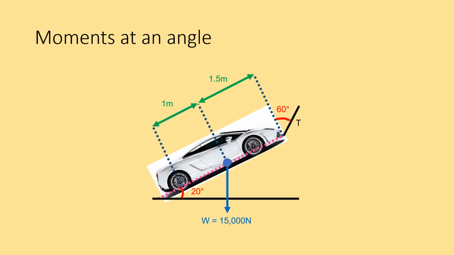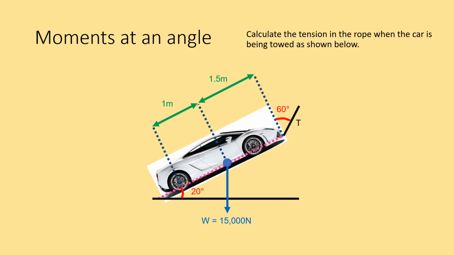And you have a tensile force 60 degrees away from the ramp, and you have a distance from one pivot to the next, the pivot to the center of mass of 1 meter, and then you have a distance from the centre of mass to the tensile force of 1.5 meters. So it tells you then you have to calculate the tension in the rope where the car is being towed. This one's being towed.